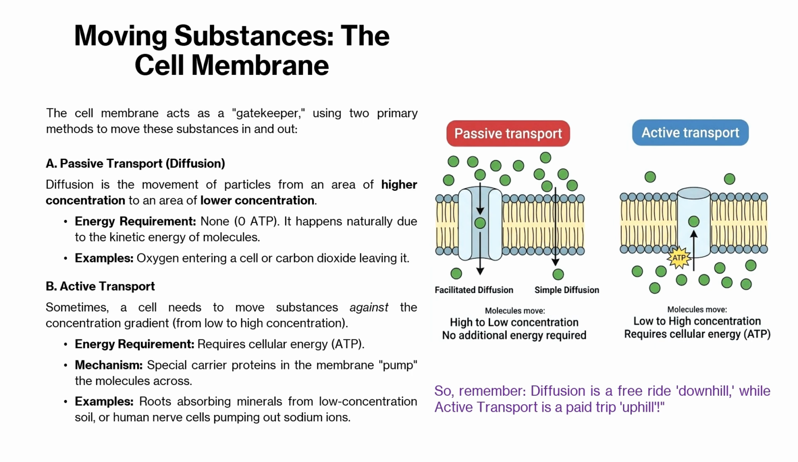So we see active transport in plant roots pulling in minerals from the soil, or in your own nerve cells pumping out sodium ions. We shall discuss that thoroughly in the next slide in these chapters. This is just a brief introduction of this process. So remember, diffusion is a free ride downhill, while active transport is a paid trip uphill.